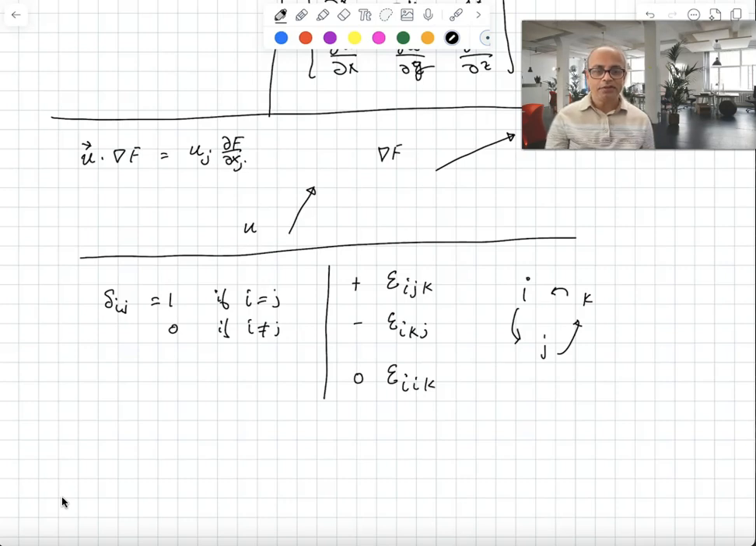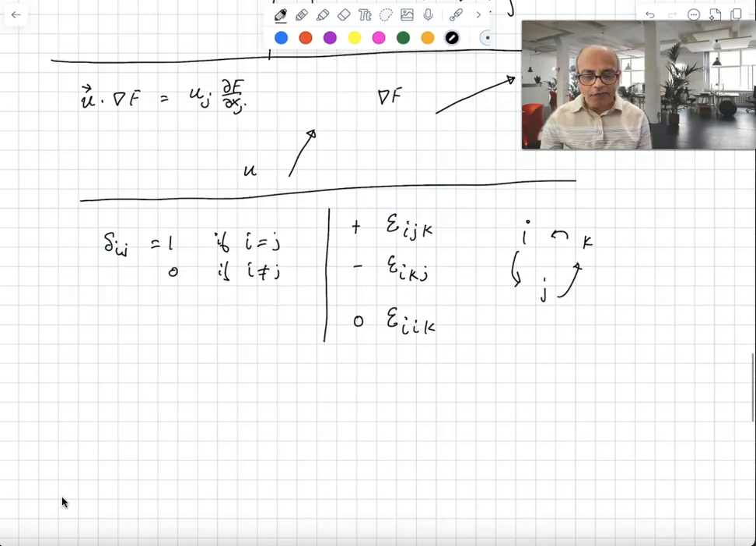This is neutral. Why it is 0 is because you are not going counterclockwise or clockwise. I to I, I to I. So you are at I, you are not moving forward, you are just in one place. So it's 0. So if you have epsilon i, j, and j, that will be 0.